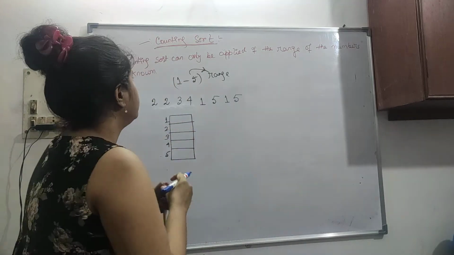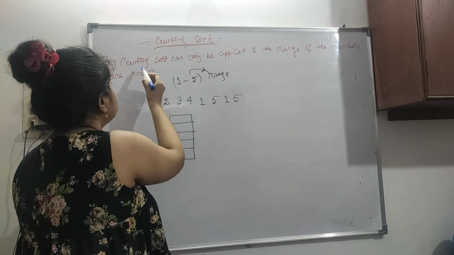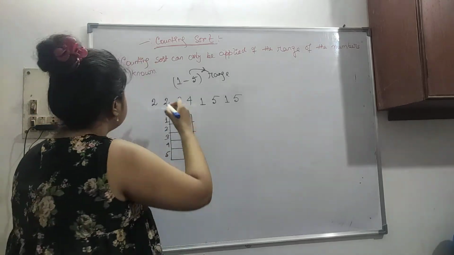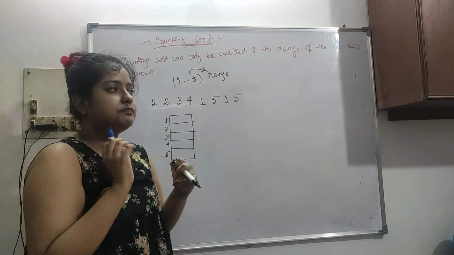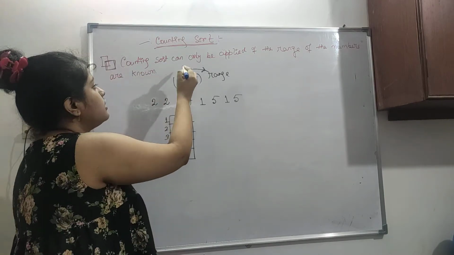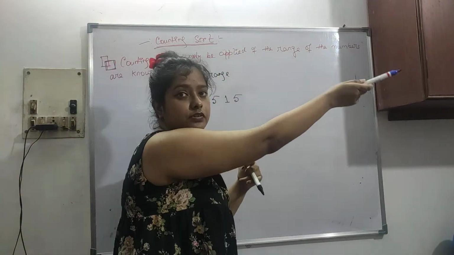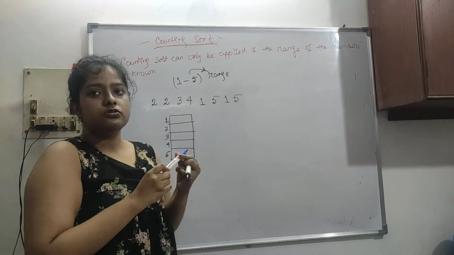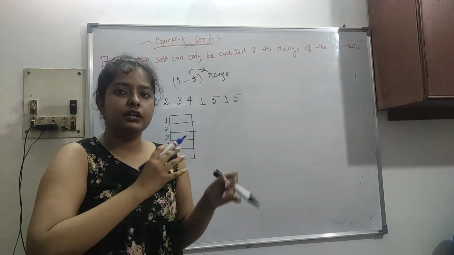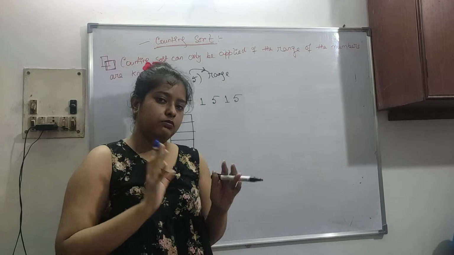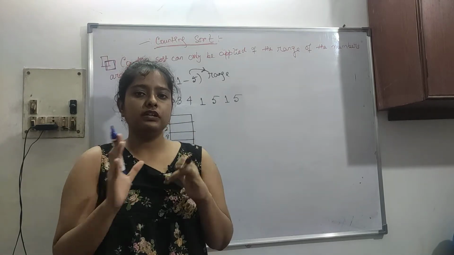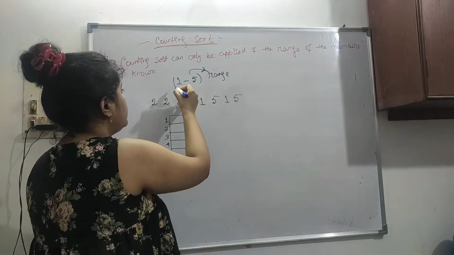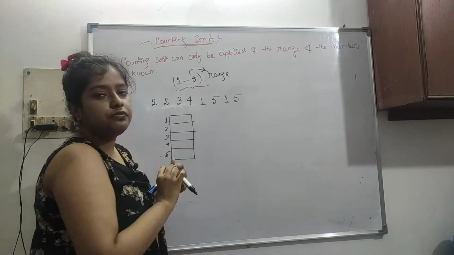And now let's start here, counting sort. Counting sort can only be applied if the range of the numbers is already known. If you don't know the range of the numbers, you cannot apply counting sort. So to apply counting sort, we have to know the range of the numbers. Let's say the range is 1 to 5.